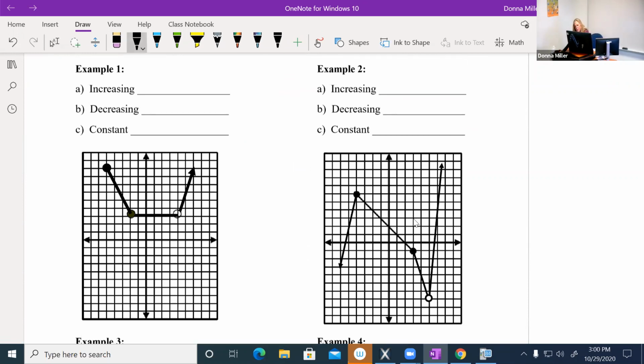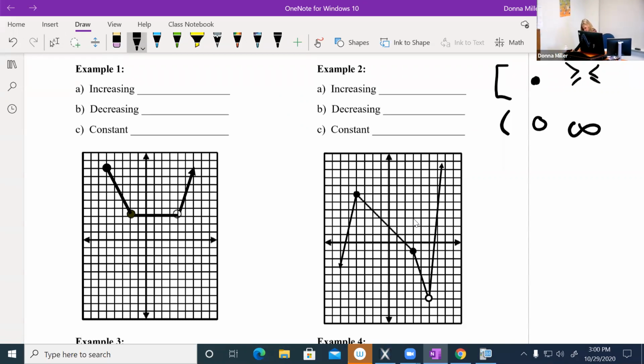So remember, the thing I want you to remember: a closed dot corresponds to a square bracket, an open dot corresponds to a round bracket. Infinity always, always, always has a round bracket because you can never reach infinity. You don't include infinity. All right, and so this would correspond to greater than or equal, and this would correspond to no equal. Okay. So they want us to list the intervals of increase, decrease, and constant.